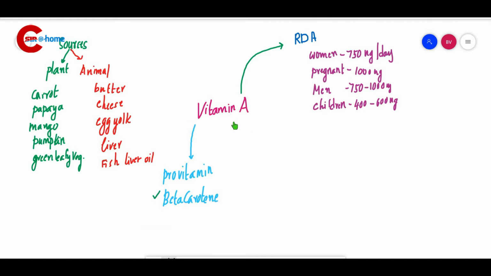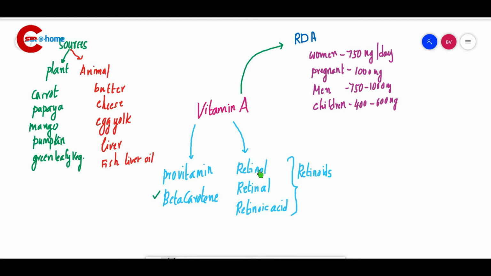Now we can study the different forms of vitamin A. Which are they? First one is retinol, then retinal, then retinoic acid. Retinol means alcohol, retinal is aldehyde, retinoic acid is acid. These are the 3 important compounds with vitamin A activity, and these compounds with vitamin A activity, we call retinoids.